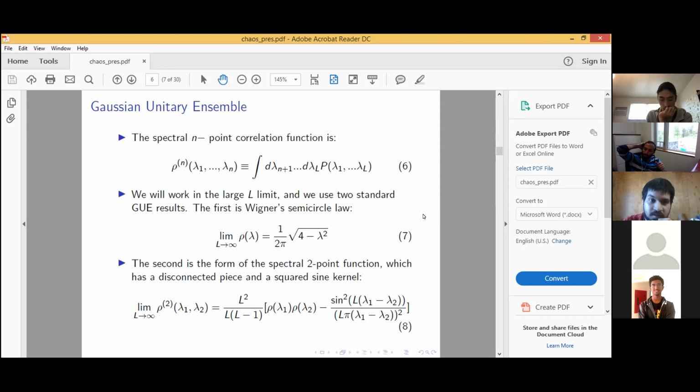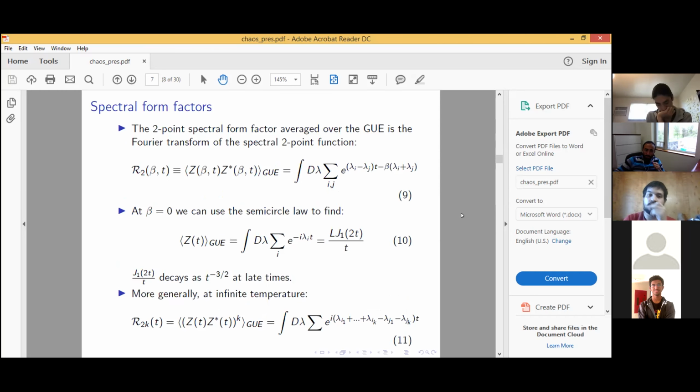Okay, any other questions on this slide? Okay. So now we come to spectral form factors. We had seen what spectral form factors are, and now we take the average of these over the GUE. The two-point spectral form factor, when averaged over the GUE, looks like this. It's Z star, ensemble averaged over the GUE, which translates to this integral here.